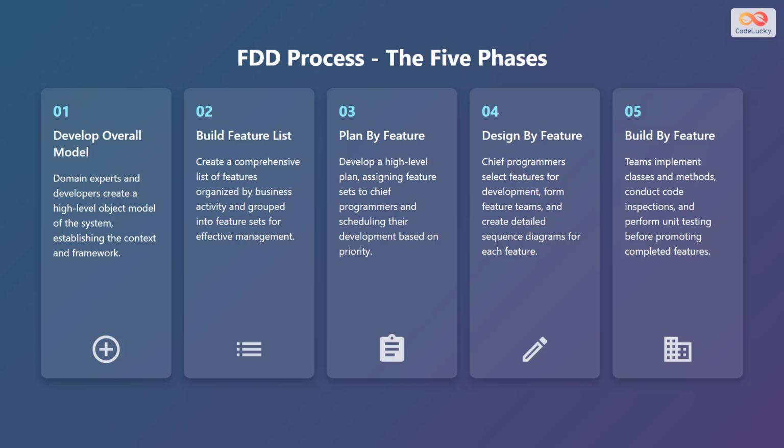Finally, teams implement the classes and methods, conduct code inspections, and perform unit testing. Once the feature is completed and tested, it is promoted to the main system. So those are the 5 key phases of feature-driven development, each contributing to the creation of client-valued software.